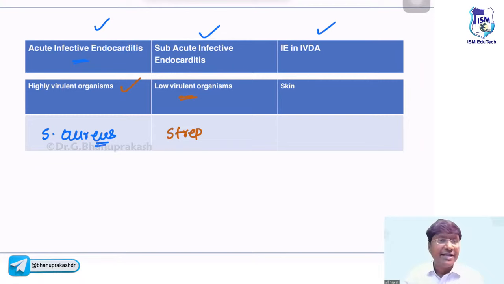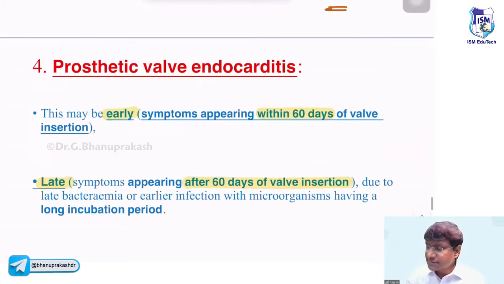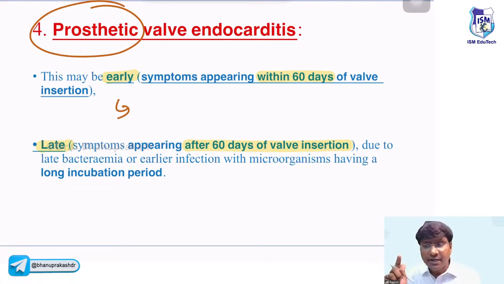In infective endocarditis in IV drug abusers, mainly right-sided valves are commonly affected; the tricuspid valve is very commonly affected. The organisms are Staphylococcus aureus and fungal infections, that is Candida. Then we have prosthetic valve endocarditis. If the prosthetic valves are affected within about 60 days, it is called early prosthetic valve endocarditis. If they are affected by the infectious organism after 60 days, we call it late prosthetic valve endocarditis.